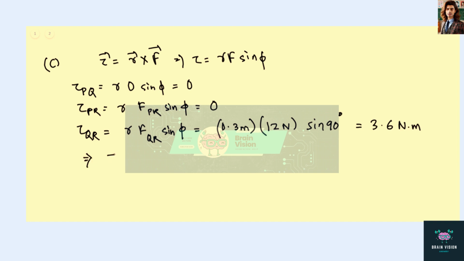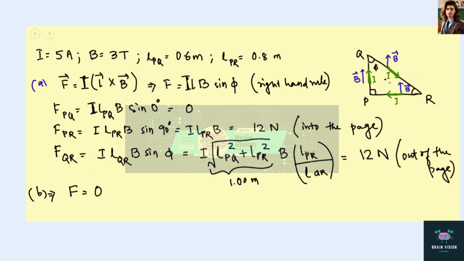And so the net torque is equal to the vector sum of all these torques, which is 3.6 Newton times meter. And we can find the direction of the torque by right hand rule being applied on R and F. So this is basically R, and the force is out of the page. So torque is going to be towards the right.